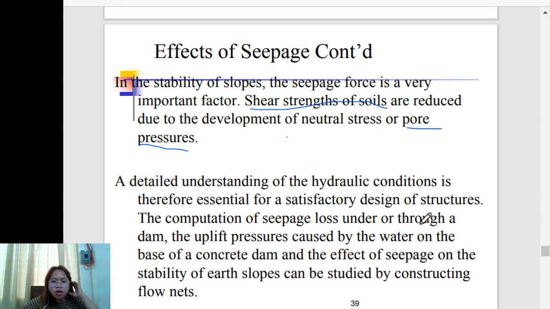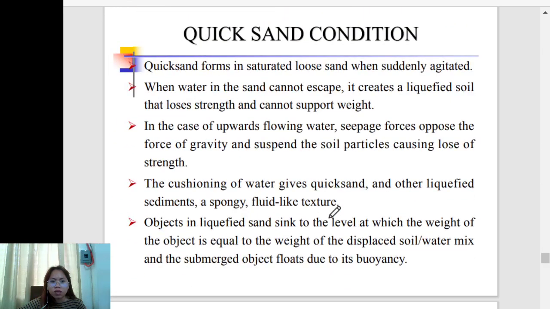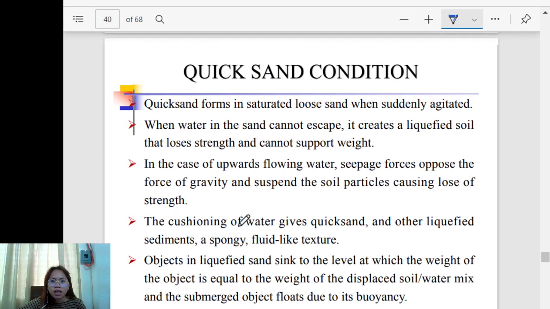A detailed understanding of hydraulic conditions is therefore essential for a satisfactory design of structures. The computation of seepage loss under or through a dam, the uplift pressure caused by the water on the base of a concrete dam, and the effect of seepage on the stability of earth slopes can be studied by constructing flow nets, no? That's why we have to understand the behavior of the seepage or this water in this structure, like the concrete dam or retaining walls. We also have this quicksand condition.